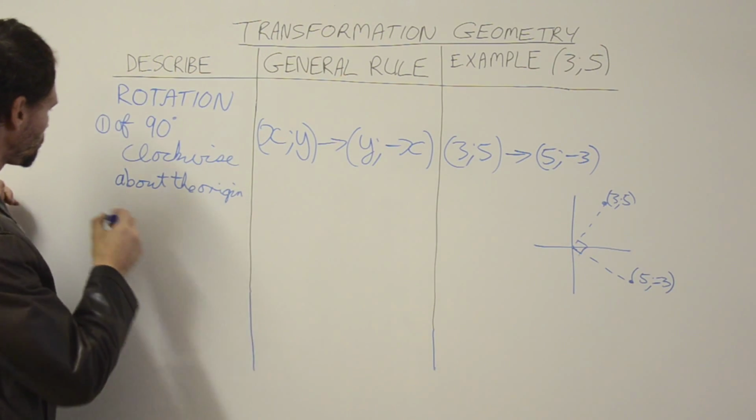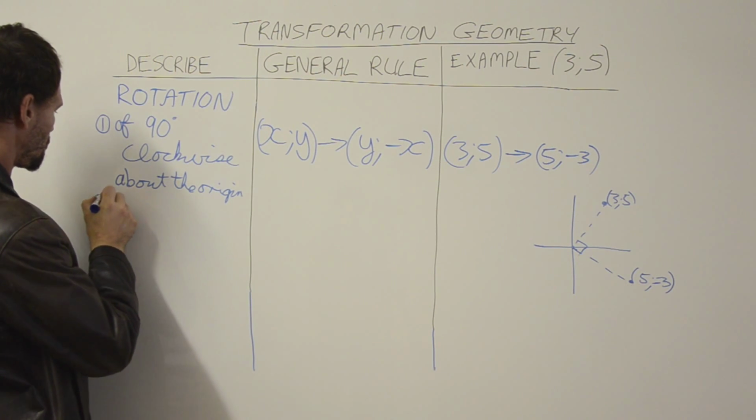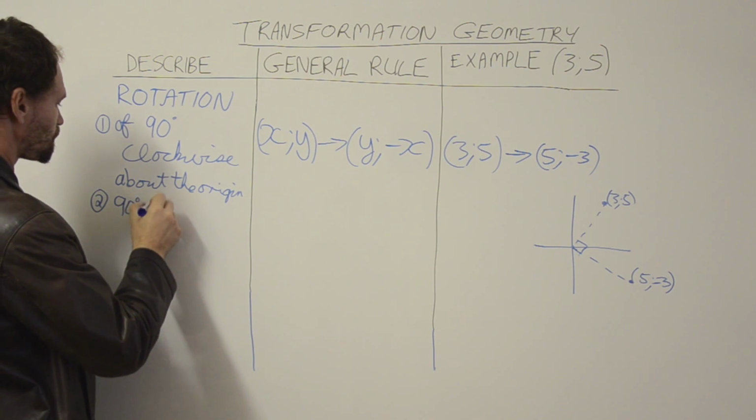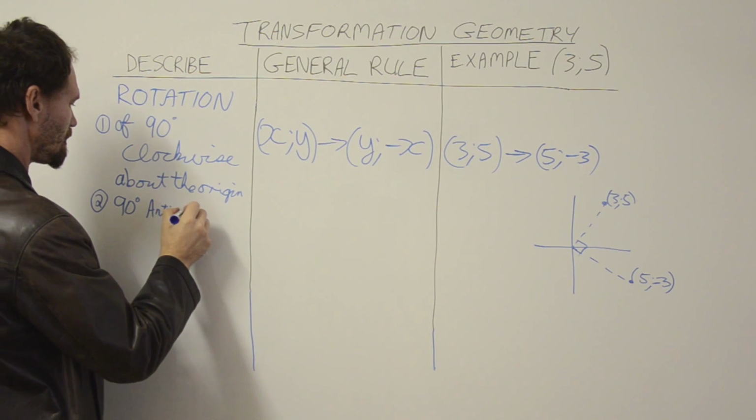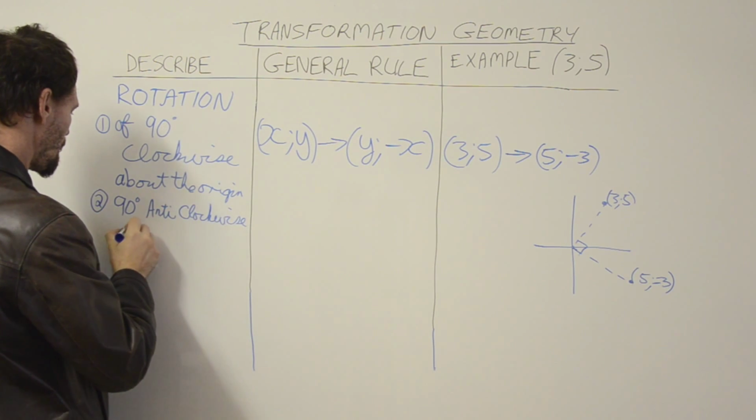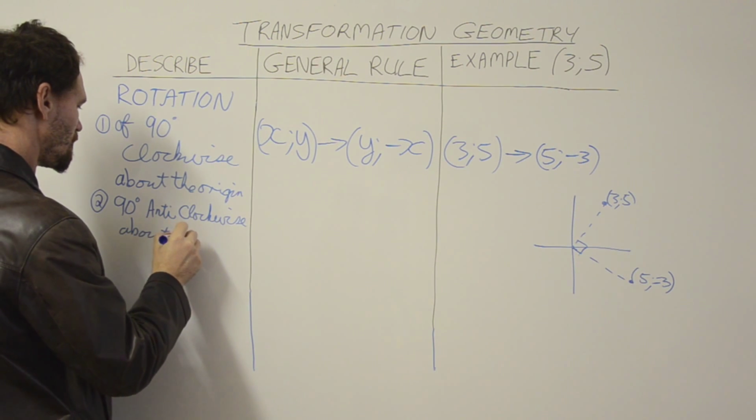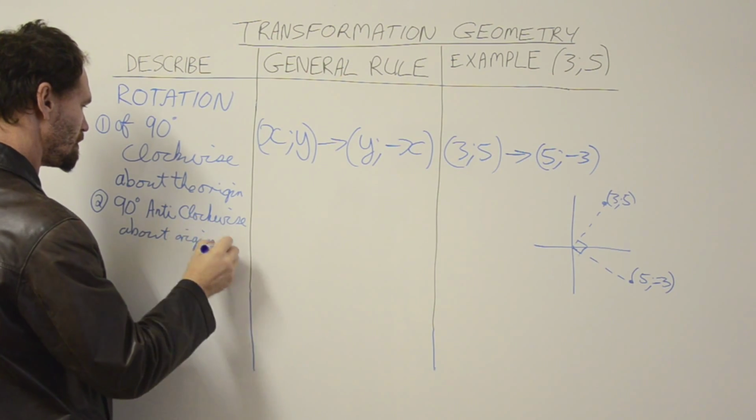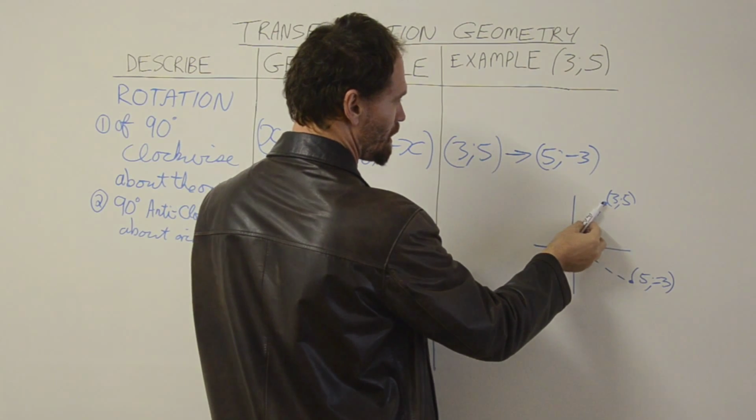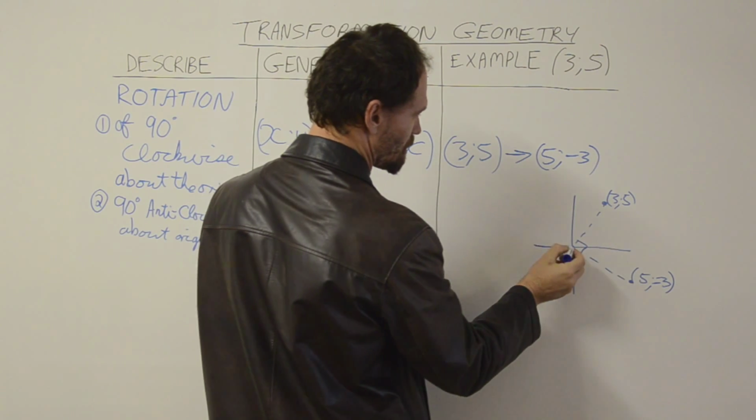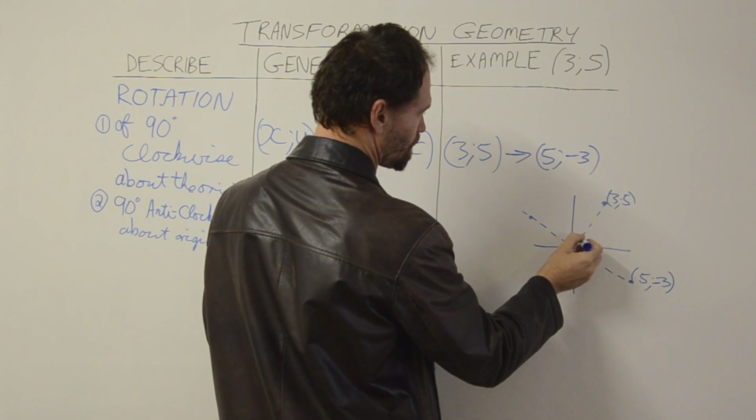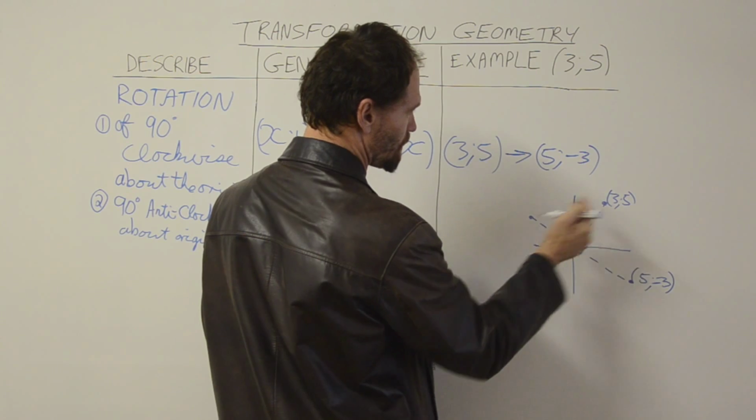So, next one. Number 2. 90 degrees anti-clockwise about the origin. Right. 90 degrees anti-clockwise. Now that means going in this direction. So I end up over there at a point 90 degrees this way.